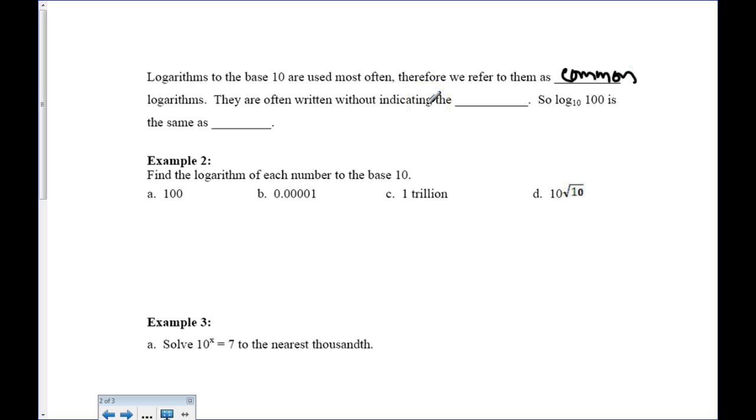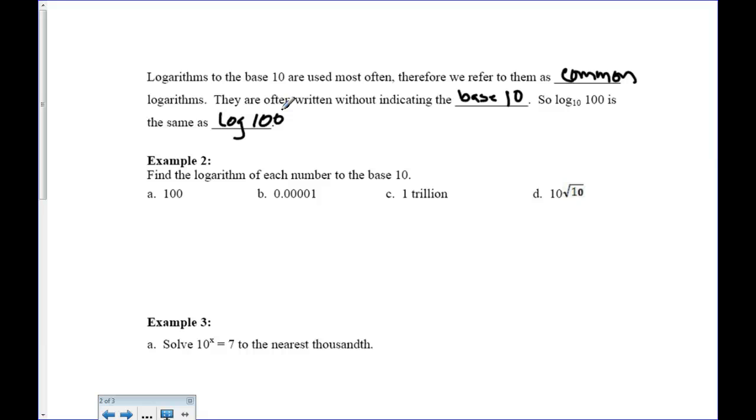Common logarithms are often written without indicating the base 10, the little 10. So log base 10 of 100 is the same as saying just log 100. Those are the ones that your scientific calculators typically have.